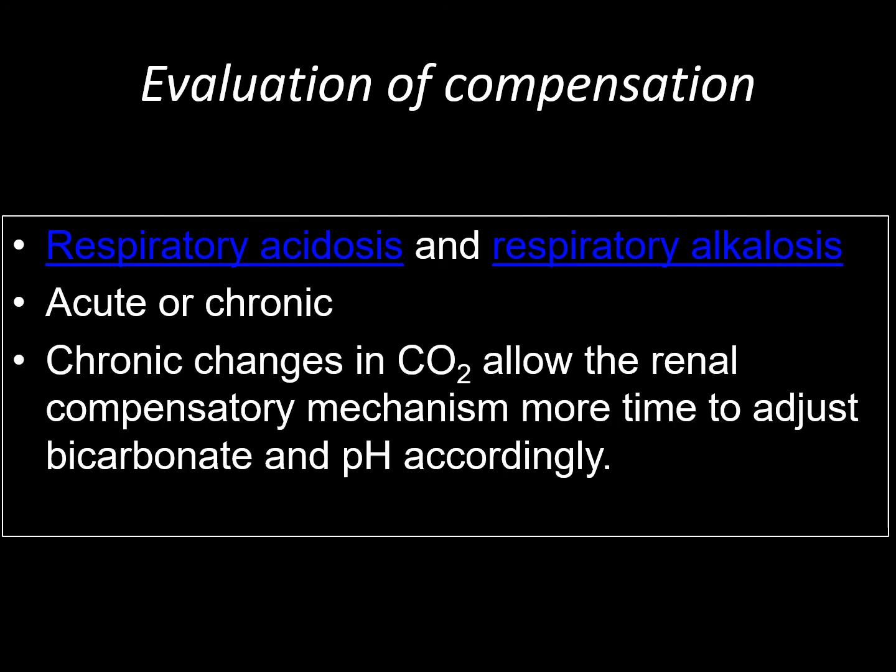Respiratory acidosis and respiratory alkalosis can be assessed further to determine if the condition is acute or chronic. Chronic changes in carbon dioxide allow the renal compensatory mechanism more time to adjust bicarbonate and pH accordingly.